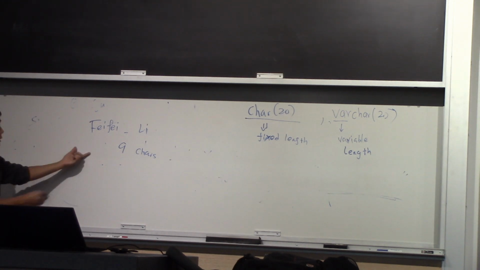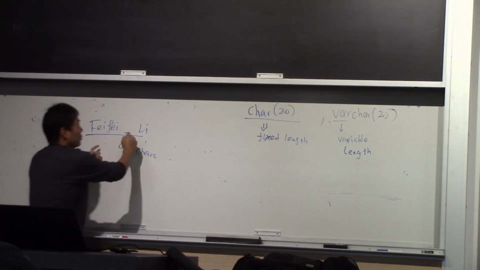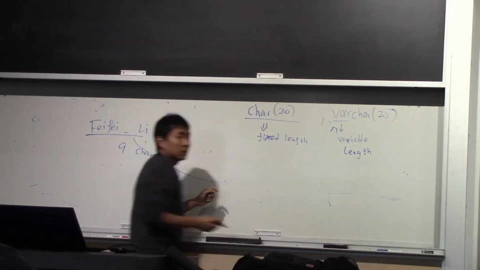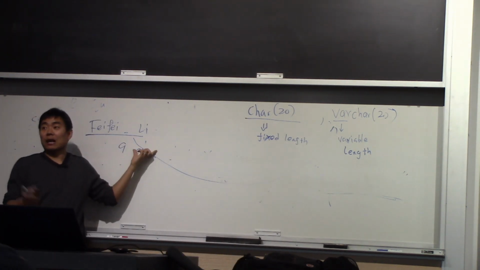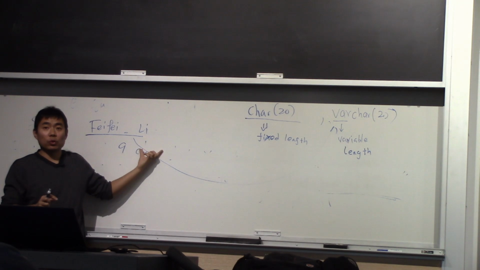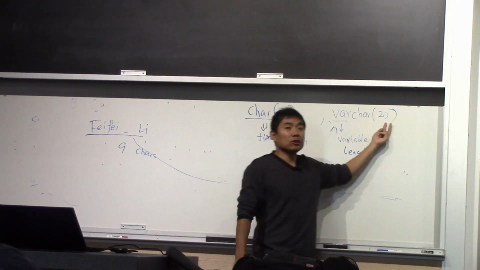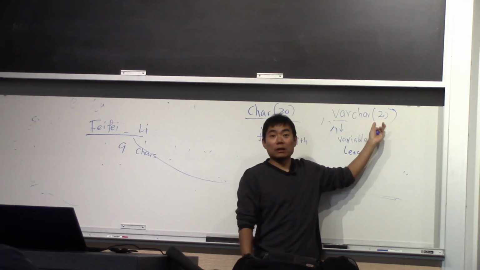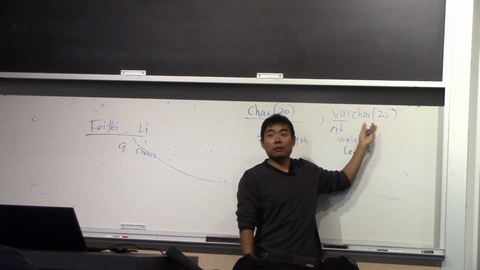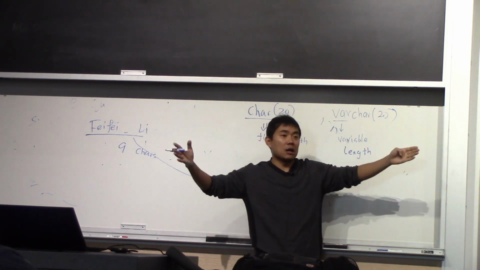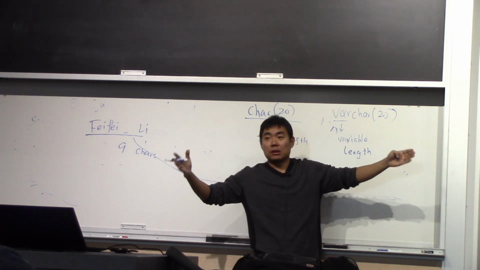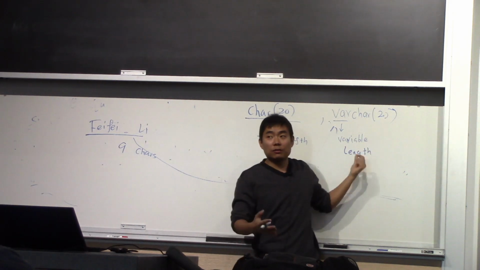For example, in this case, if I store this as a varchar, then in the database system I will use exactly 9 characters to store this value rather than 20 characters. But then why do you still need to specify a value 20 when declaring the type of this attribute? Well, that's to set an upper limit on the values that go into this field.